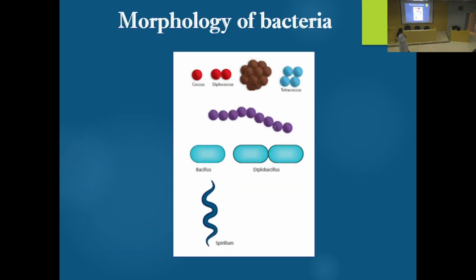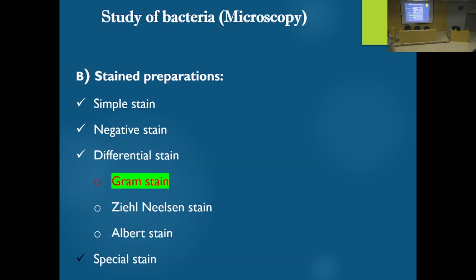Coming to morphology, this is a revision. What are the different shapes of bacteria? If they are round in shape, they are called coccus; more than one is cocci. If they are arranged in twos, they are called diplococci. And there is streptococci, which are arranged in chains. Another morphology is bacilli, that means they are rod shaped. And we have spirillum, which are spiral shaped.